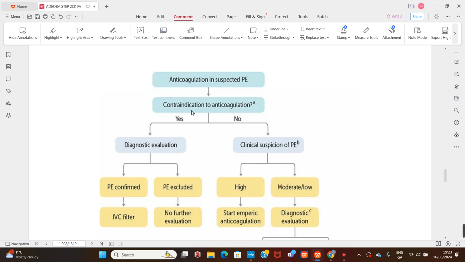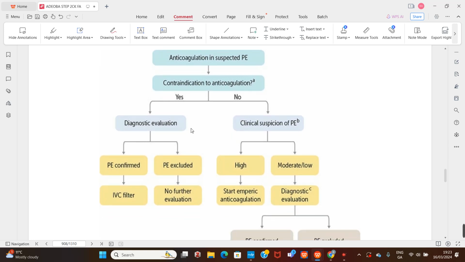So if you have established the fact that this person has a contraindication, the best thing you can give them is an IVC filter. That is what we can use at the end of the day. We cannot anticoagulate someone that has a contraindication to anticoagulation. So we now start our finding. So okay, we have identified that this person has a contraindication. So what is our Wells score?